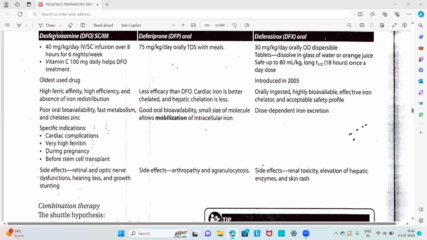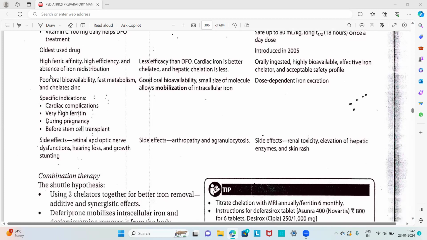The most commonly used is desferrioxamine. It is used at a dose of 40 milligram per kilogram per day, intravenously or subcutaneously, as infusion over 8 hours for 6 nights per week. And vitamin C 100 milligram daily helps DFO treatment. It is the always-used drug. The specific indications for the use of desferrioxamine are cardiac complications, very high ferritin level, during pregnancy, and before stem cell transplant. The side effects are retinal and optic nerve dysfunction, hearing loss, and growth stunting.